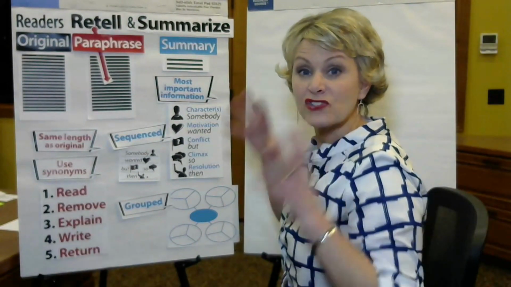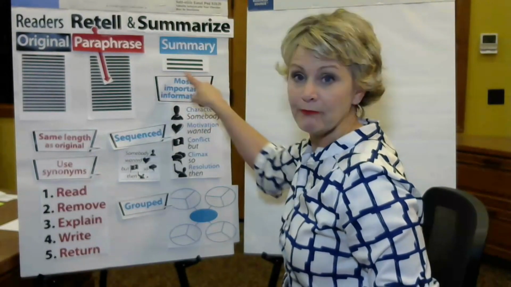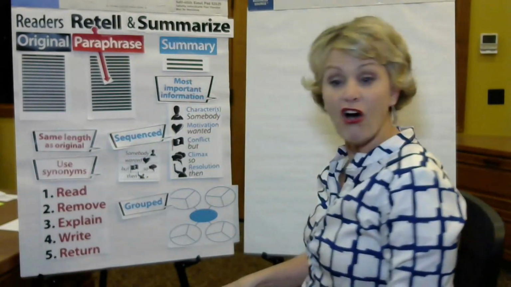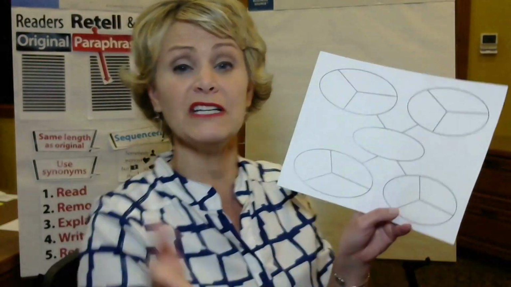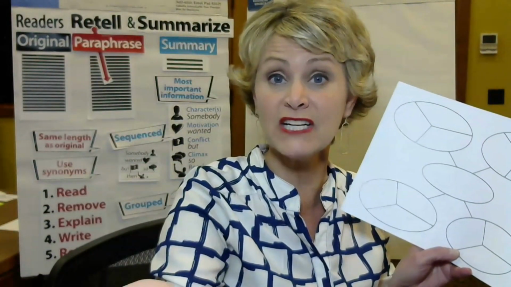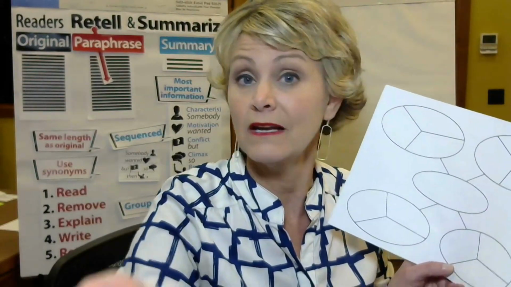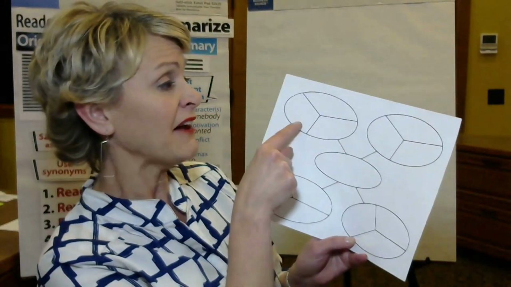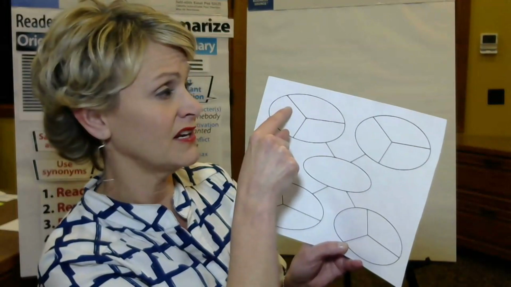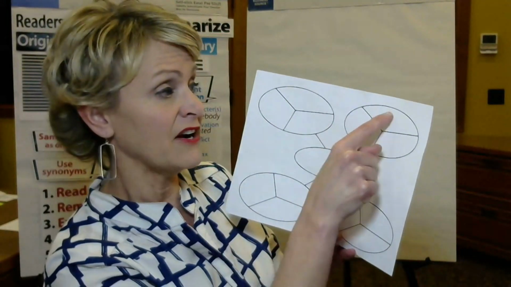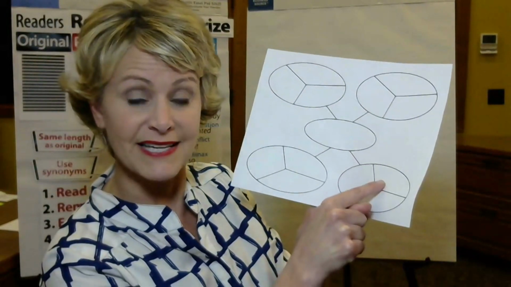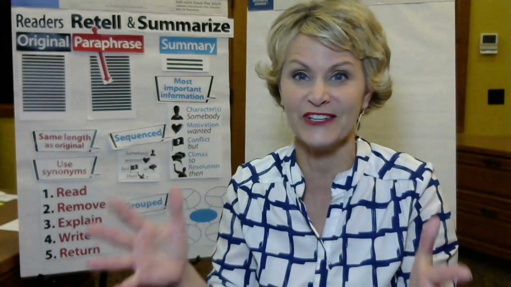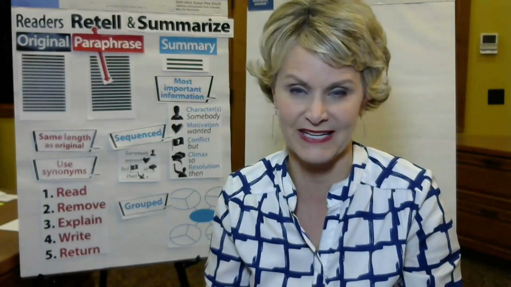And a summary is only the most important information. And we already figured out the categories of important information, and the author helped us with those text features, the subheads. Now what we have to do is figure out how we take all of our details and turn this into one sentence, and all of the details here and turn it into one sentence, and one sentence, and one sentence. That's what I want to show you today. How do you actually turn this into a summary now?